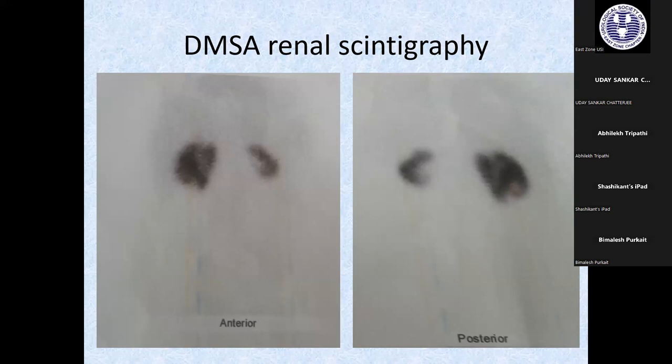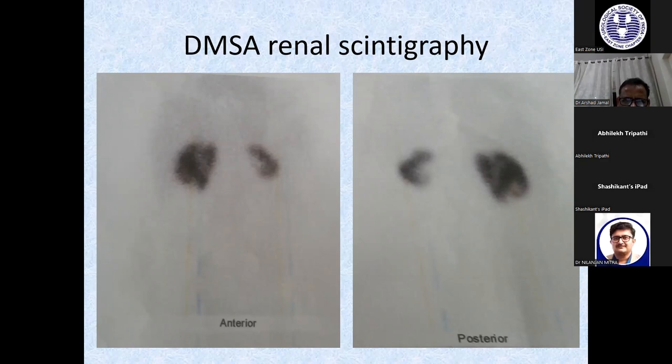So is it a primary reflux or secondary reflux? It's a primary reflux. Why this particular investigation, anyone? Why DMSA, why not any other? It is excreted, so we can see the scars of the kidney.